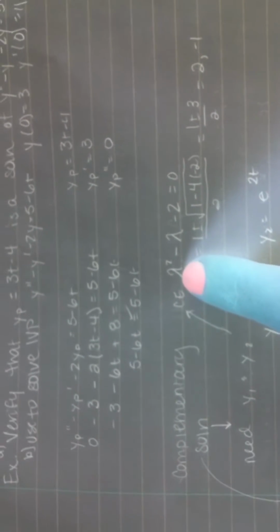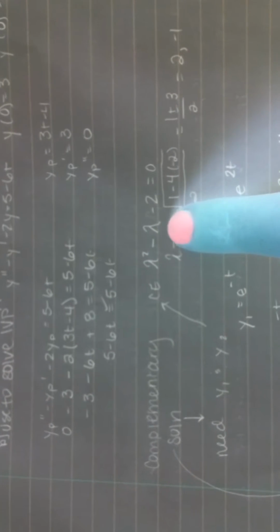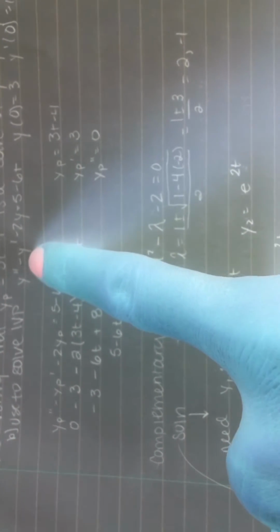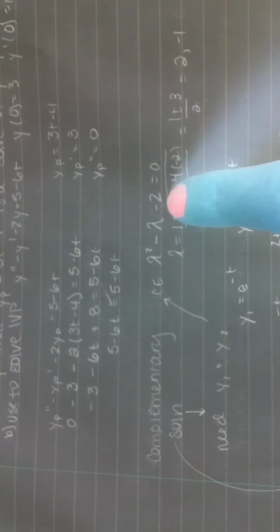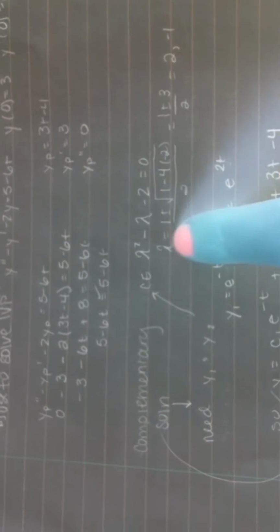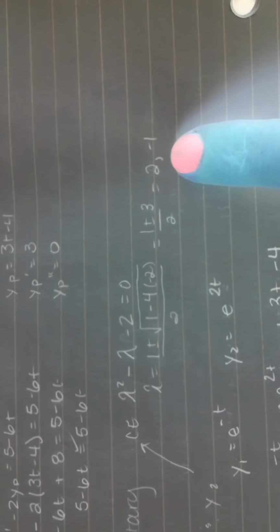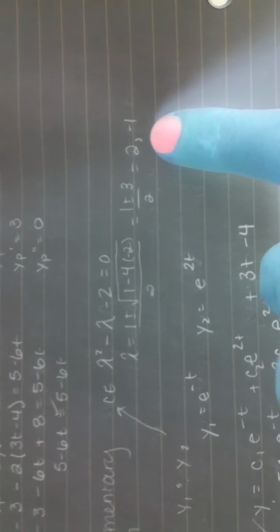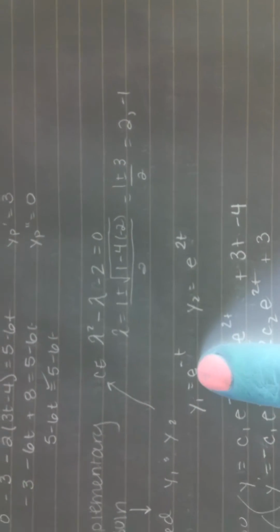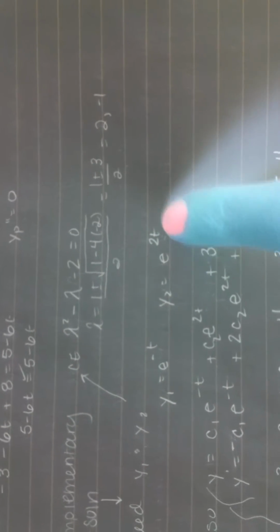So my coefficient of lambda squared is going to be 1 because my coefficient here was 1. My coefficient of lambda is going to be negative 1, and my c is going to be negative 2 because that was my coefficient here. I set that equal to 0 and solve for lambda. I get lambda values of 2 and negative 1. This gives me the two solutions, e to the negative 1t and e to the 2t.